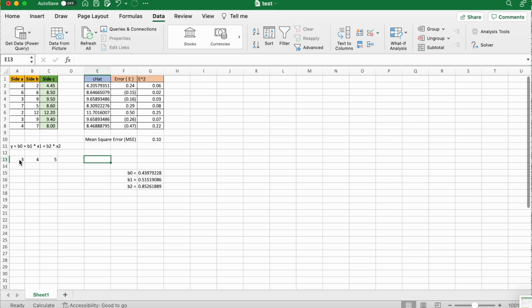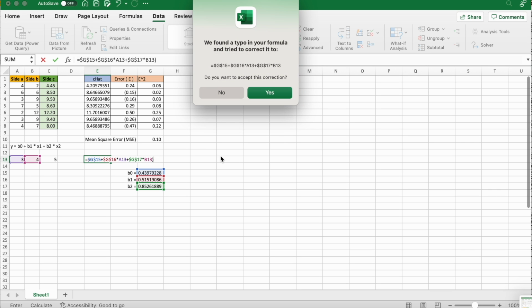So the machine has got, this is equal to B0 plus B1 into X1 plus B2 into X2.